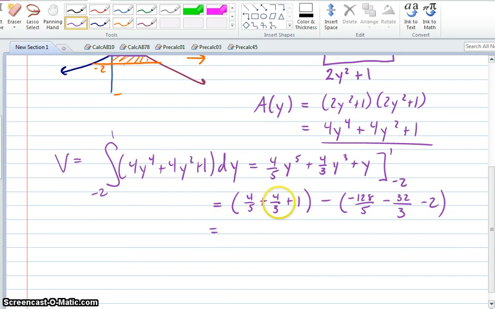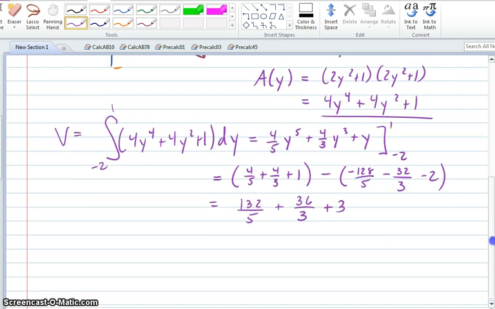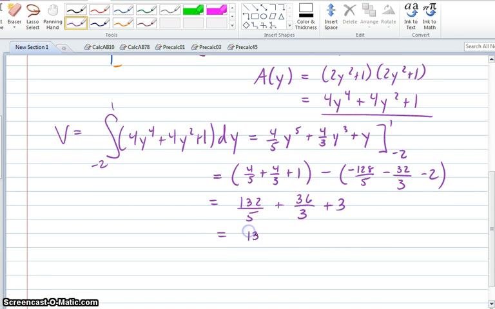Add like terms. You get 4 plus 128, so 132 over 5. Plus, that guy will be 36 over 3. Well, that's nice. Okay, we'll deal with that in a second. And then plus the 3, 1 plus 2. So we actually end up with 132 over 5, plus this is 12.